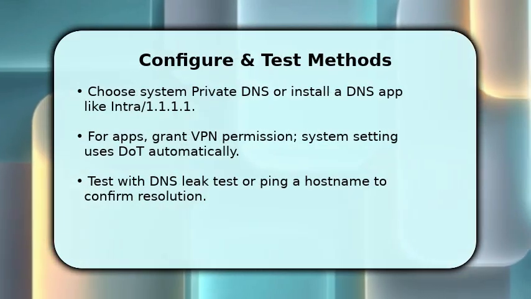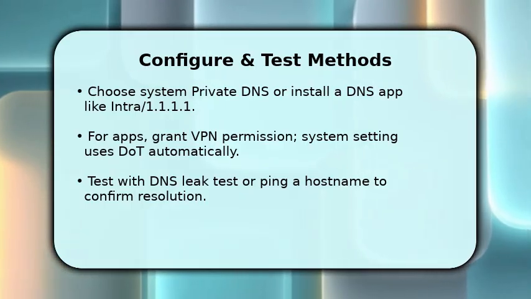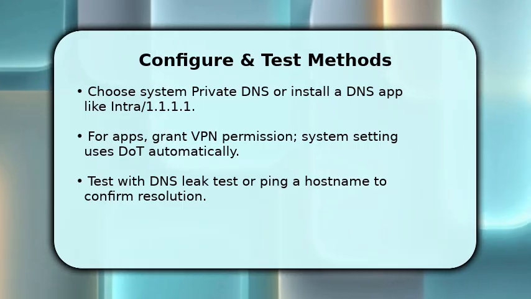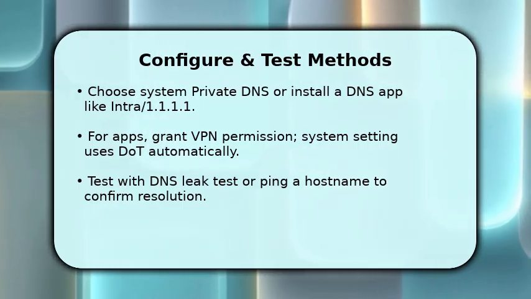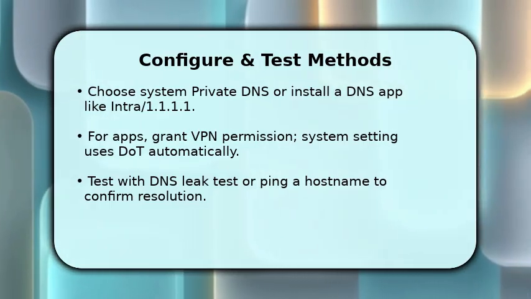Next, decide whether to use the built-in private DNS or a dedicated app. Using settings with a DoT hostname is simple and system-wide. An app gives extra filtering or custom rules. If you pick an app, grant its VPN permission so it can route DNS. Apps will explain this prompt.